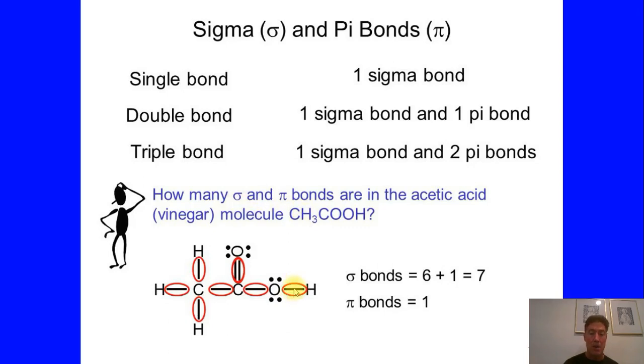you're going to say, okay, you've got sigma, sigma, sigma, sigma, sigma, sigma. Those are all the single bonds. They're always going to be sigma. And you have 1 double bond, which is a sigma and a pi. So if you were counting them all out, you'd say there are 7 sigma bonds and 1 pi bond that is found here in this double bond.